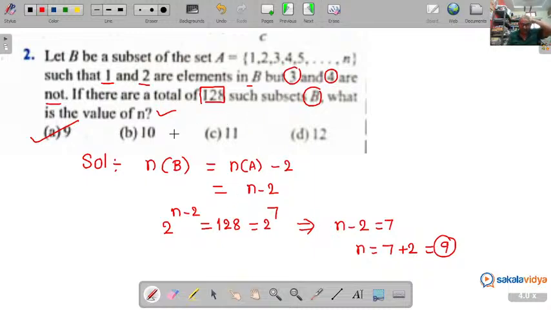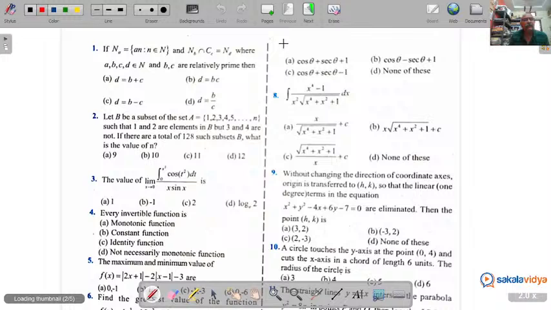So the value of n is 9. There are 9 elements in the set A, because 3 and 4 are not in B, that means 3 and 4 have been eliminated. Understood now? So that makes 2 to the power of n minus 2 equal to 128, so n minus 2 is equal to 7, n is equal to 7 plus 2, 9. Okay, let us move to the next, third question now.